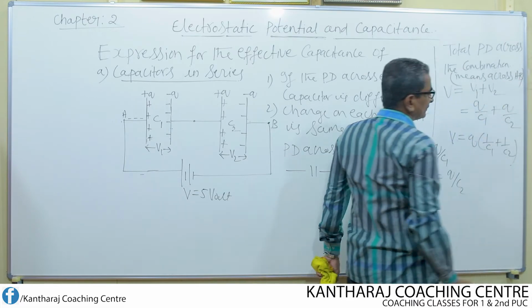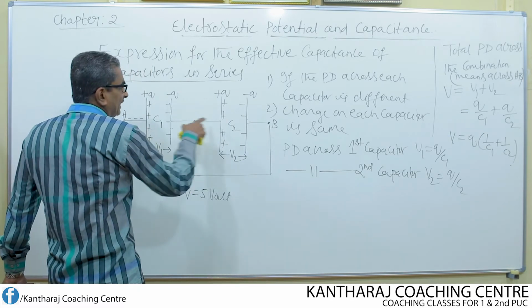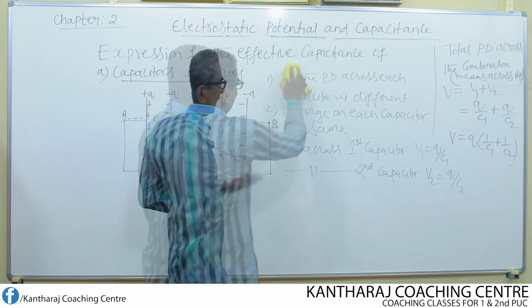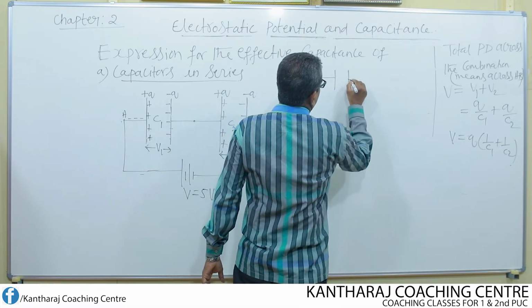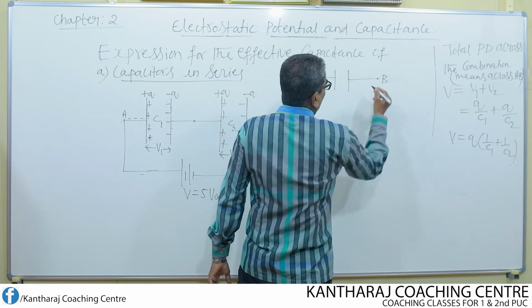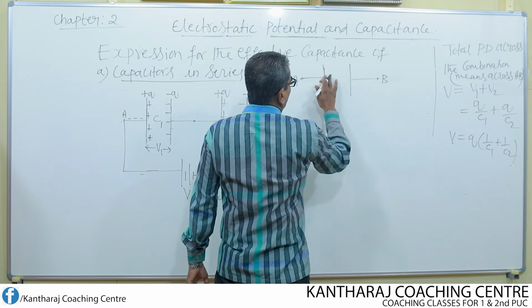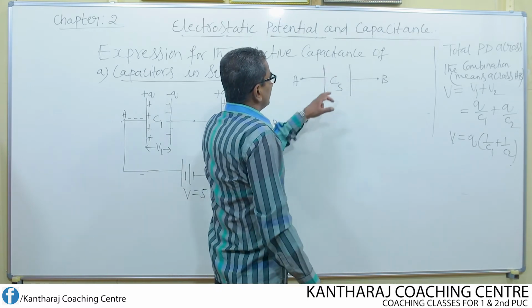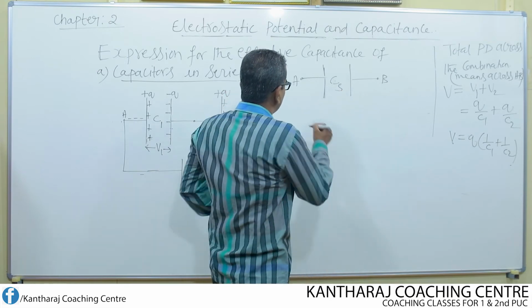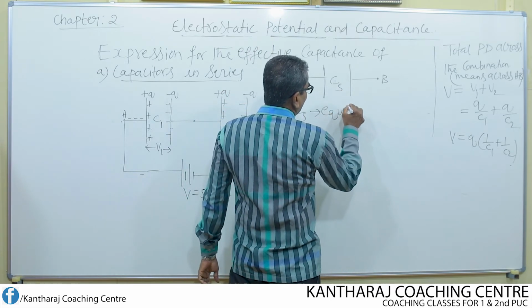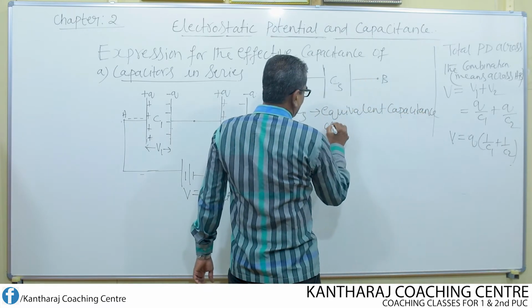Now, what I do is, instead of connecting two capacitors between A and B, I connect only one capacitor between A and B, and I consider the capacitance of this capacitor as equal to CS, where CS is known as the equivalent capacitance of the series combination.